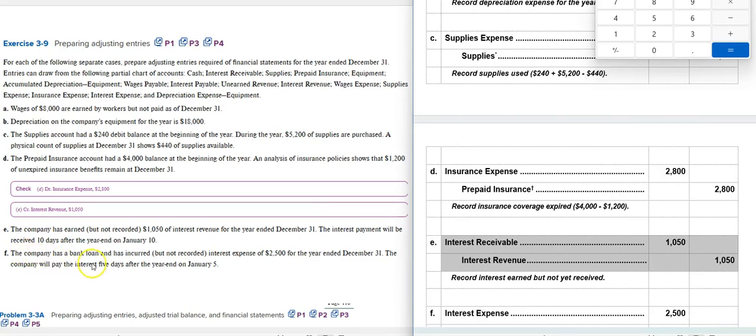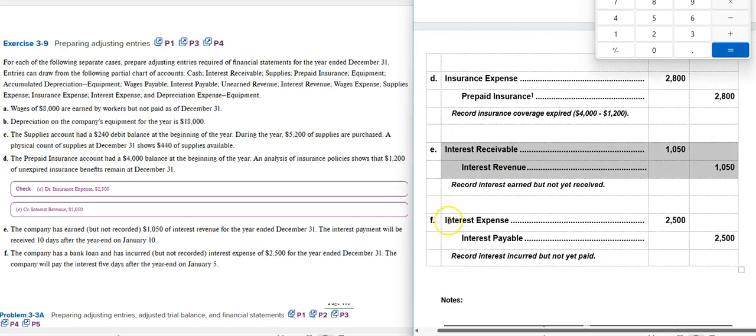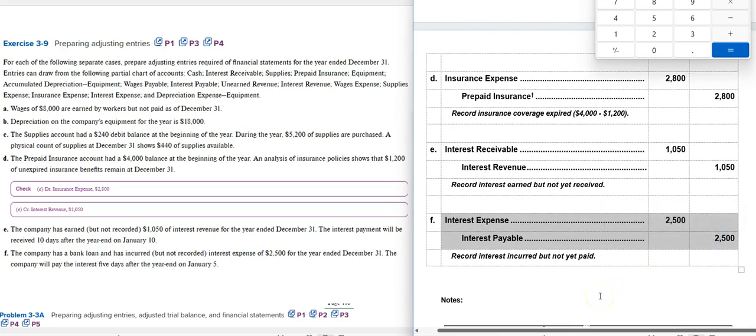In F, the company has a bank loan and has incurred but not recorded interest expense of $2,500 for the year ended December 31st. The company will pay that interest sometime in January. As of December 31st, we have interest expense incurred, we haven't recorded it, and we haven't paid it. So we need to record the expense of $2,500 and a liability. We will be paying that expense sometime next year. Increase the liability with a credit.